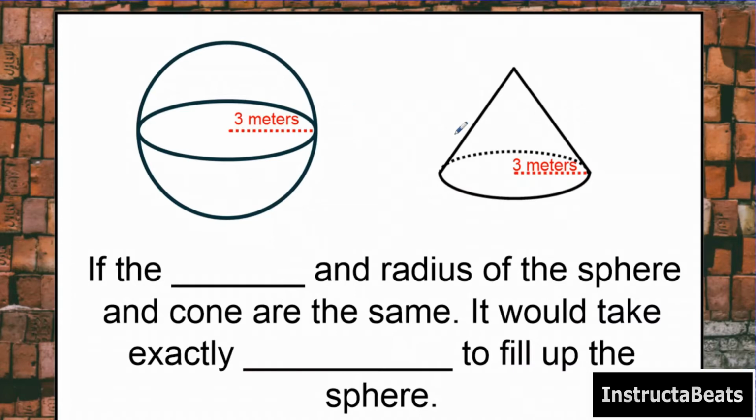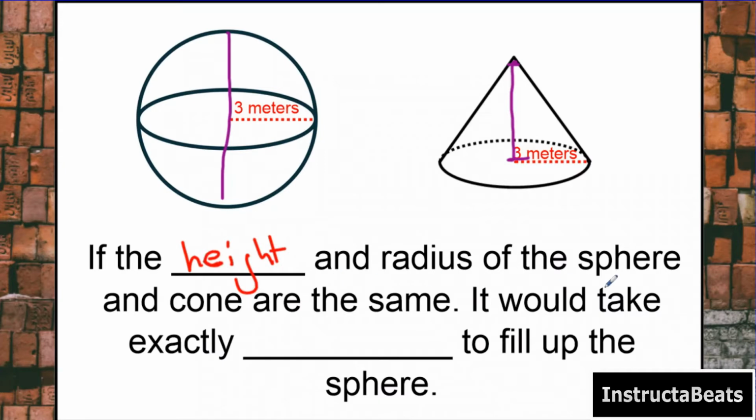So here you see the sphere and the cone have the same exact radius, okay? Now we're also going to assume that the height of the cone and the height of the sphere are also the same. If the height and radius of the sphere and cone are the same, it would take exactly 2 cones to fill the sphere. And there's YouTube videos, you can double check that, okay, but for now you're gonna have to trust me. So if you filled the cone up twice with water and dumped it into the sphere that had the same radius and the same height, it would take exactly 2 of those cones to fill up the sphere.